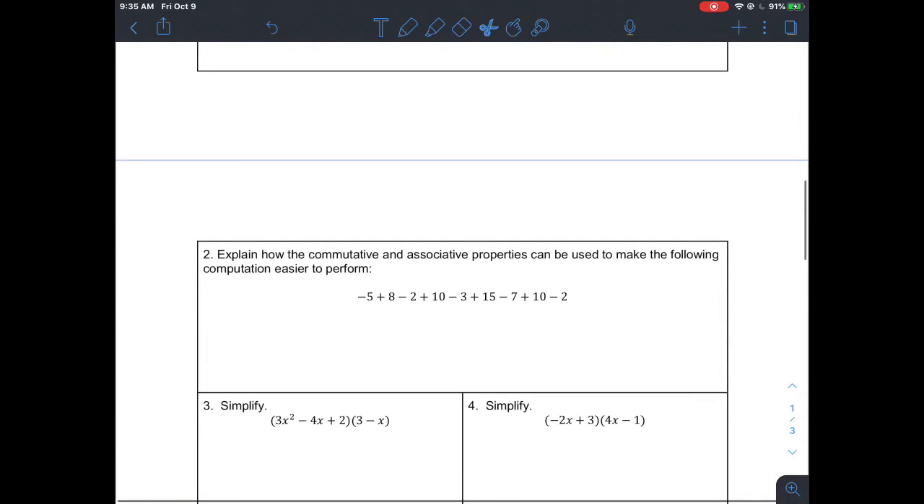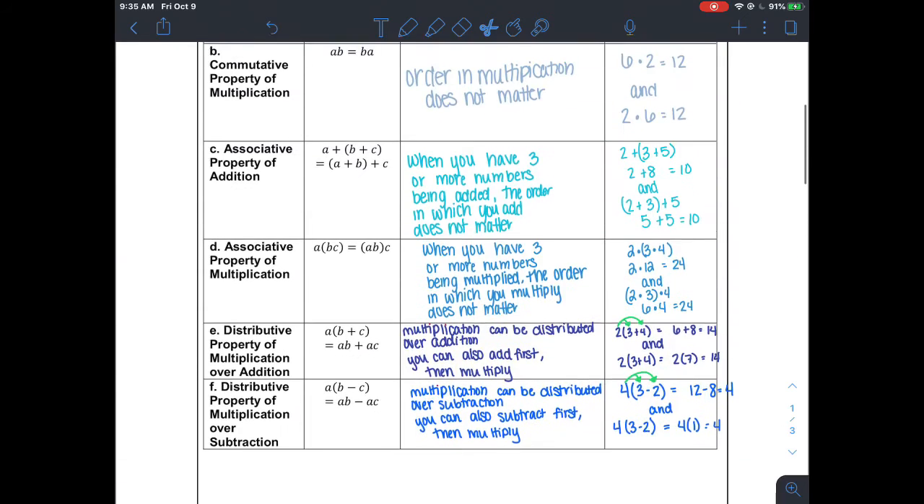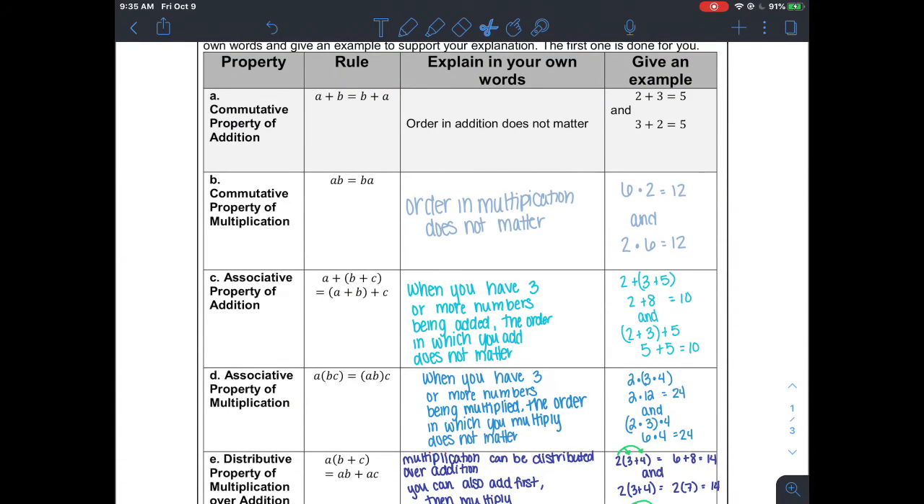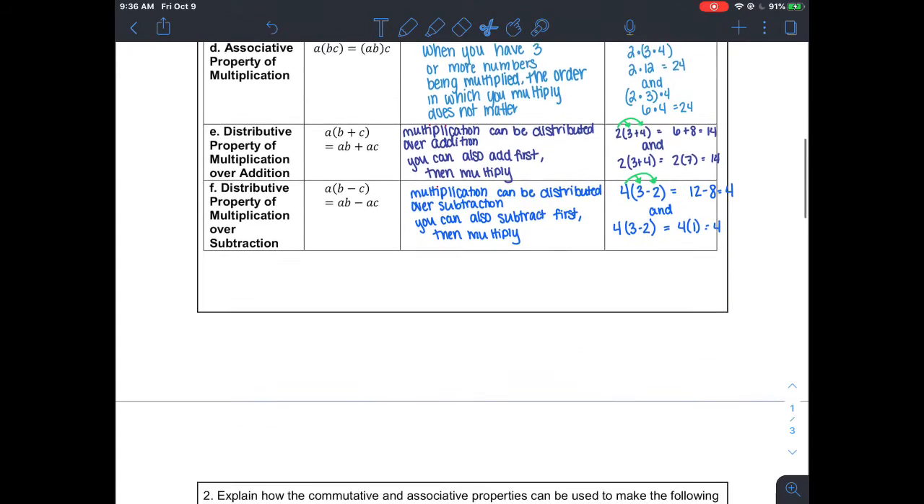Moving on to the next one. Explain how the commutative and associative properties can be used to make the following computation easier to perform. So the commutative are the first two, the associative are the second two. Pretty much what it's saying is that the order in which we add does not matter. The order in which we subtract does not matter.